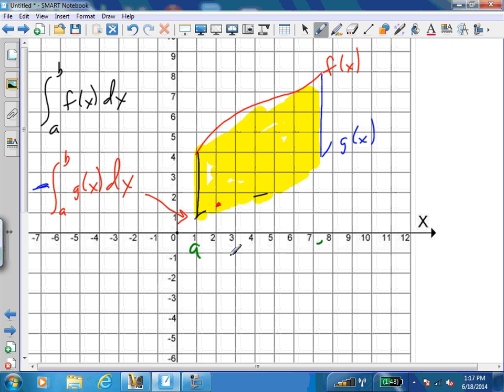So if we want the area between two curves, we're going to integrate from our left to our right side. They might have different names. This one might be called G, this one might be called F, or this one might be called V and this one U. But we're always going to do our top function minus the bottom function. And that'll give us the area between the curves.